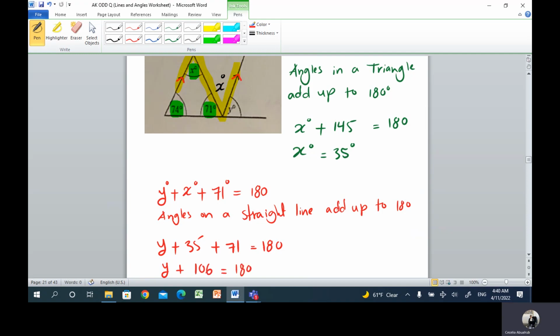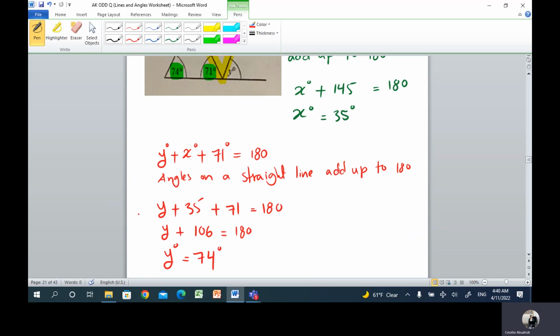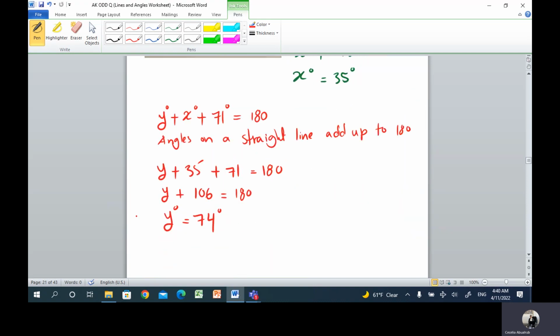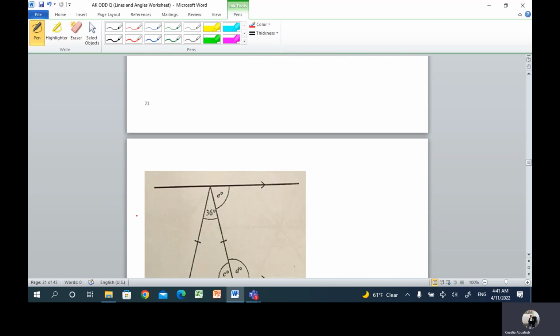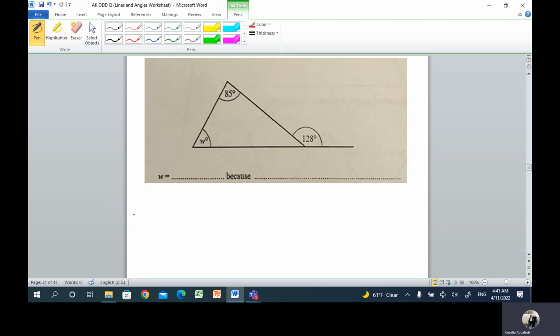Equal to 180. If you apply opposite operations, y is going to be equal to 180 minus 106, and this will bring us to y is equal to 74 degrees. So we found x and y, all the unknowns. Okay, we're going to skip 22 and move to 23.